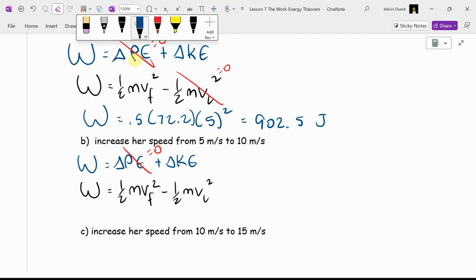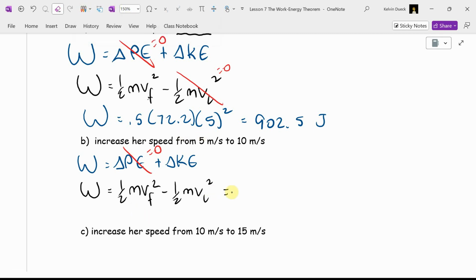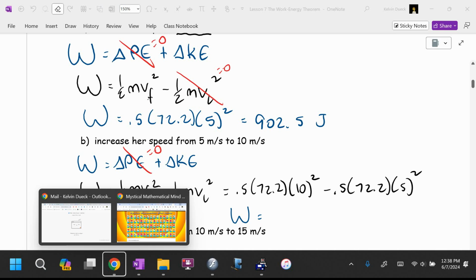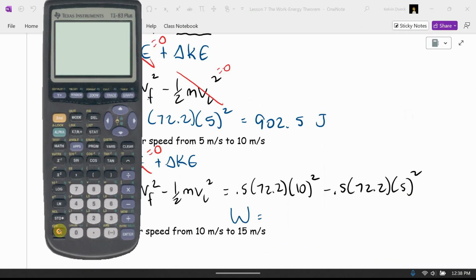But this time, none of the numbers are going to cancel. It's going to be 0.5 times 72.2, Mr. Dueck, times 10 squared minus 0.5 times 72.2 times 5 squared. All of you want to type that into your calculator. There's a reason. You'll see why on the next question. So if I go to my calculator, 0.5 times 72.2 times 10 squared minus 0.5 times 72.2 times 5 squared.